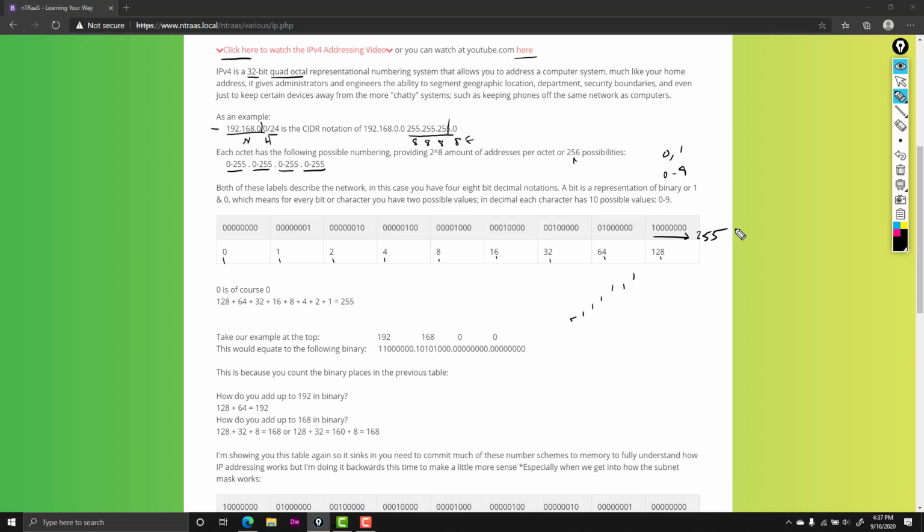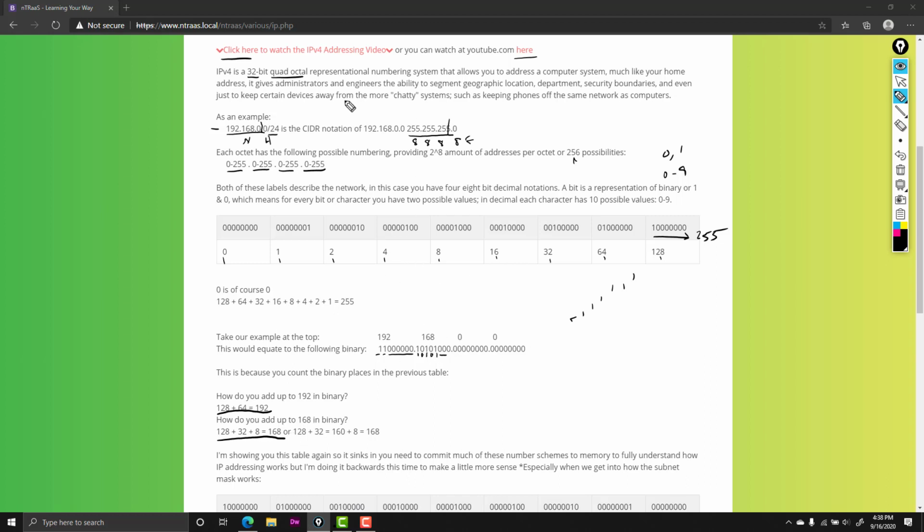But for now, let's take an example from what we have here at the top, 192.168.0.0. This would equate to the following in binary: 11 with 6 zeros. The 11 is the 128 and the 64 equaling 192. For 168 you have 10101 and then 3 zeros. Adding this up, you'll see that we have 128 plus 32 plus 8, and this equates to 168. And then of course we have 0 and 0.